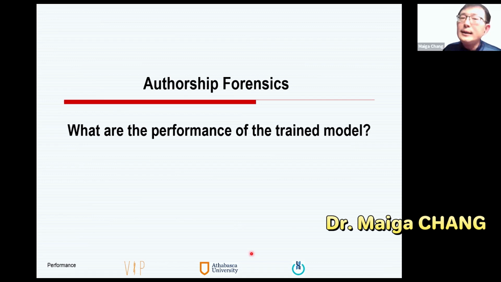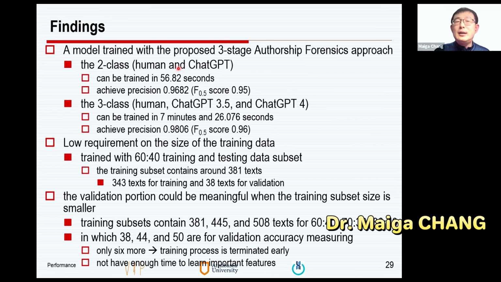So what is our performance? You can see we can train a two-class model, which can identify text written by human and ChatGPT. We can also train a three-class model that can identify a piece of text written by human, ChatGPT 3.5, or ChatGPT 4, with a 96% precision rate, over 98% precision rate.